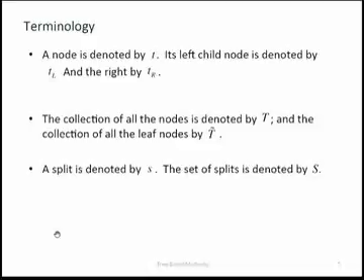A node we're going to define as T, and we've got the left and the right children nodes, okay? TL and TR. A collection of all nodes is defined by T, and the collection of all leaf nodes by T twiddle. We're going to call splits S, okay? And the set of splits as capital S.